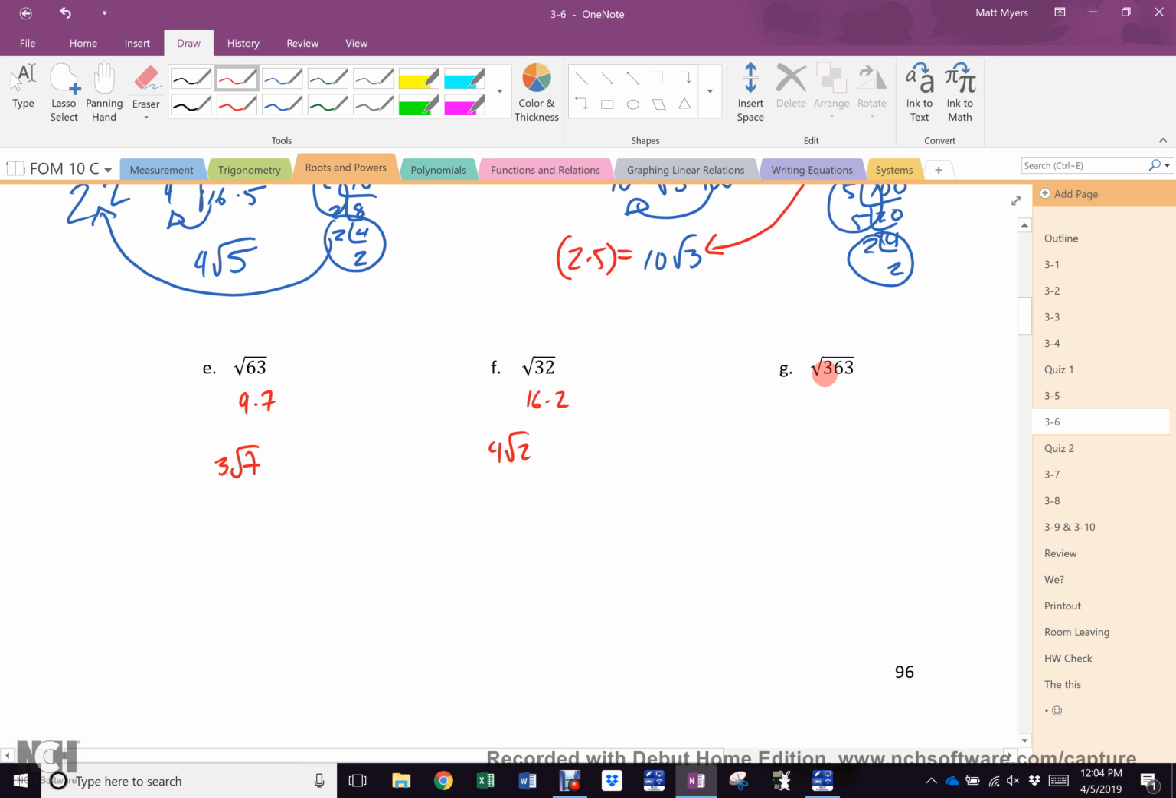What's 363? 3 times 121. Why use 121? It's got a perfect square. 11 root 3. Is everybody cool with the basics? Now, believe it or not, that's not hard, right? That will get you through everything to do with radicals until the 12th grade. But you got to know how to do it.